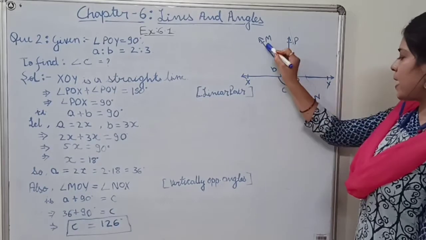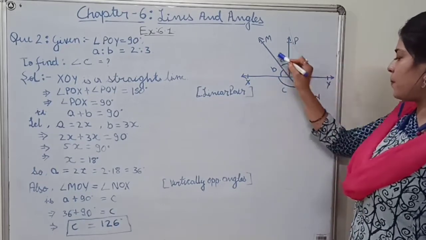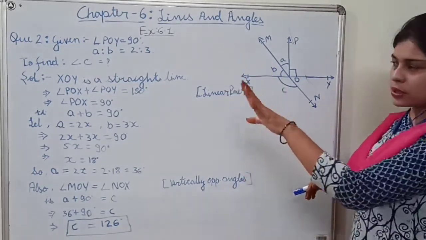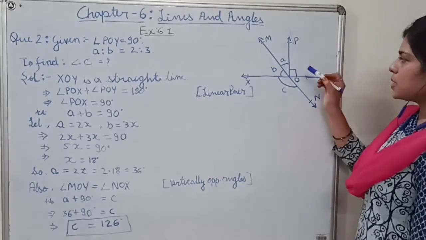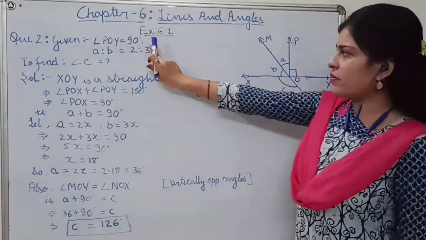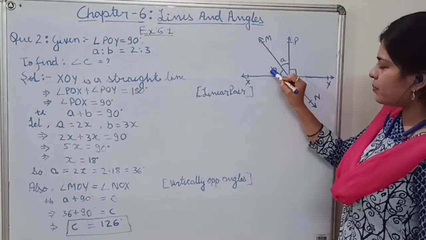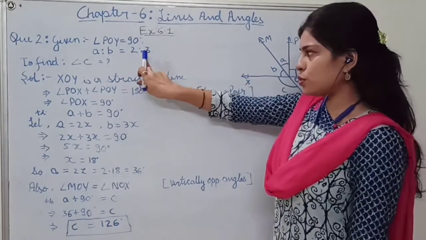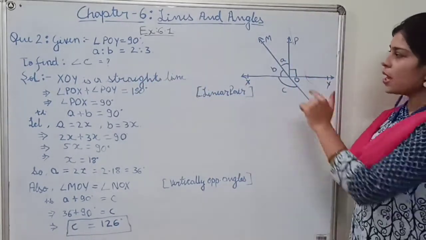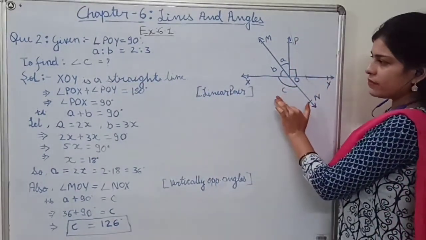So here, see what is given. XY and MN are intersecting at O. It is very clear that XY and MN are straight lines, so no need to mention that. Angle POY is 90 degrees. We have written POY is 90 degrees, and the ratio of measures of A and B, A is to B, is 2:3. Means the actual measures of angle A and angle B are not given, and this angle, the measure of angle C, we have to find.